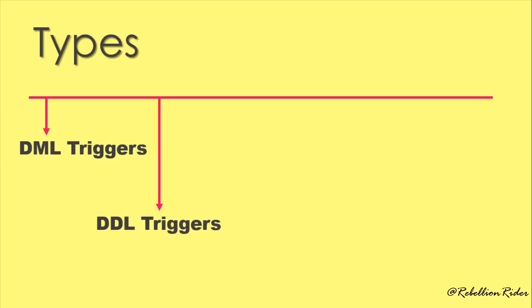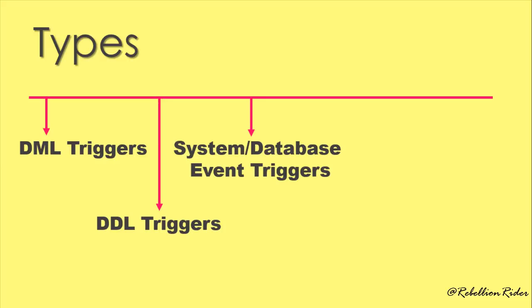Data definition language triggers or DDL triggers. These are the triggers which are created over DDL statements such as create or alter. Using this type of trigger, you can monitor the behavior and enforce rules on your DDL statements, that we will see in upcoming tutorials. System or database event triggers. Third type of triggers is system or database triggers. You must have guessed till now that these are the type of triggers which come into action when some system event occurs such as database logon or log off.